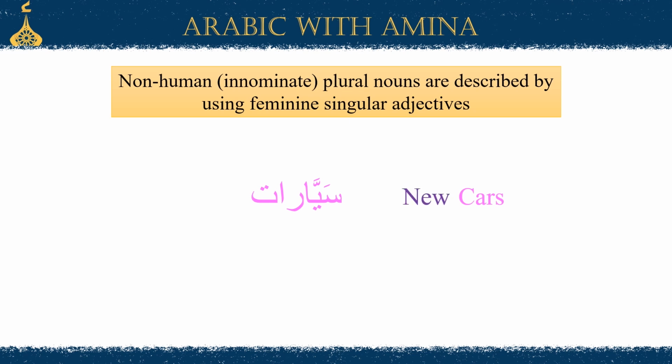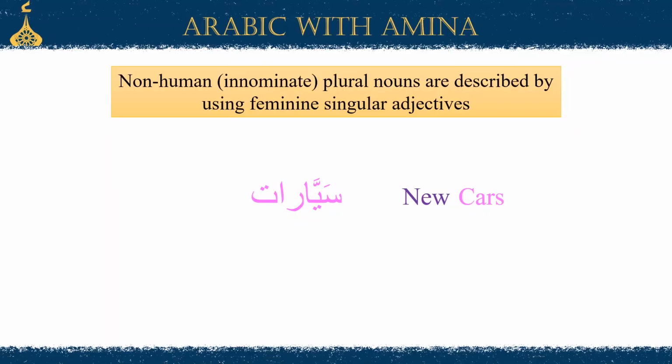If we were to apply what we learned in the last slide, where the adjective must match the noun in plural, single, and dual form, we would put the adjective new into the plural form. So we would say sayyarat jadidat. Right? Wrong. Since cars are innominate, they're not alive, they're not human, and they are in the plural form, we're going to describe them by the singular feminine form. So we would say not sayyarat jadidat, but instead say sayyarat jadida.